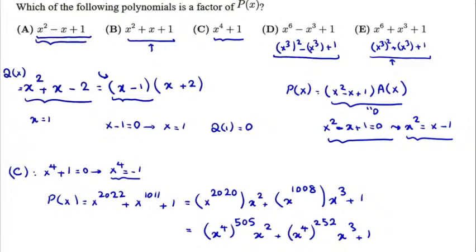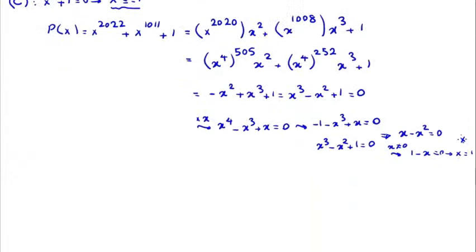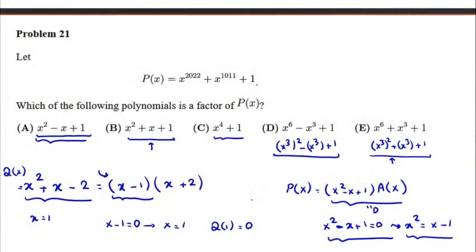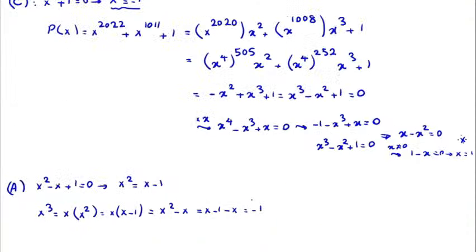Now let me show you part A, x squared minus x plus 1 equal to 0. So x squared equals x minus 1. Now, if we calculate x cubed, it is x times x squared, which is x times x minus 1, which is x squared minus x. Again, I replace x squared with x minus 1: x minus 1 minus x, which will be negative 1. Now, because x cubed is negative 1, p of x is x to the 2022.